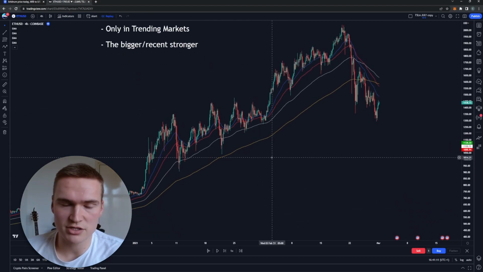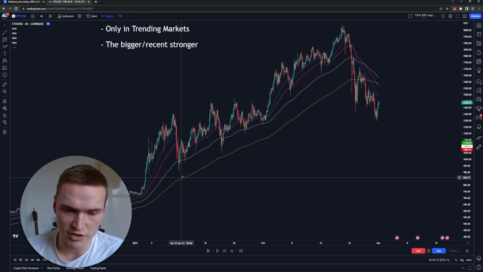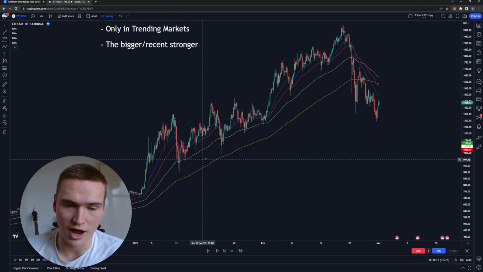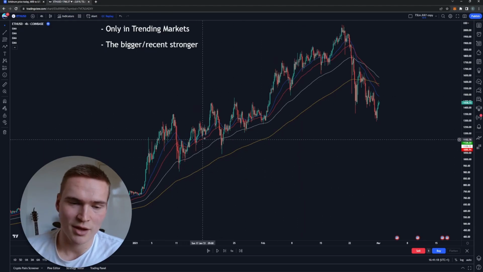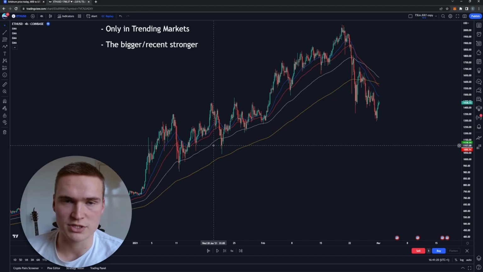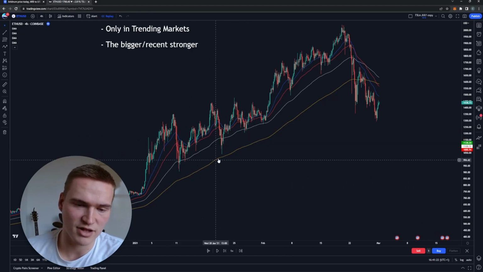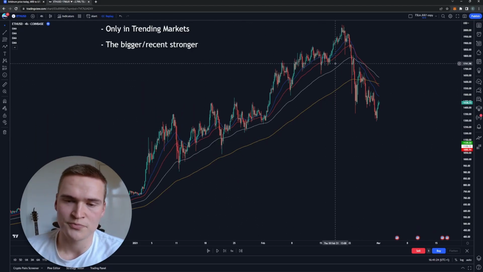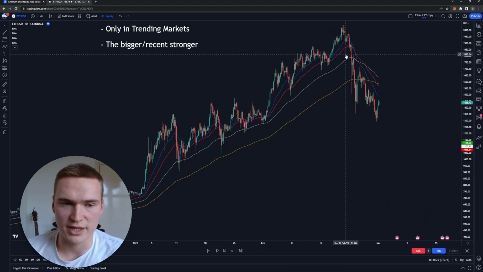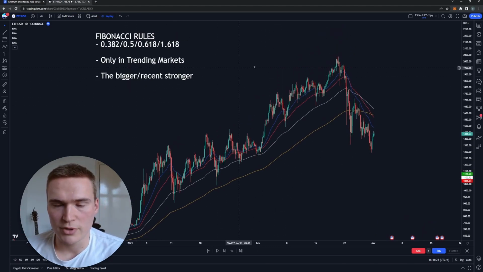Fibonacci only works in a trending market. A good way to find out if a market is trending or not is, well, first of all, here you can see it's trending. Higher lows, as you can see all the time, but also with moving averages, which is another indicator. If that's under the price, if that's moving in one way, the price is trending that way.